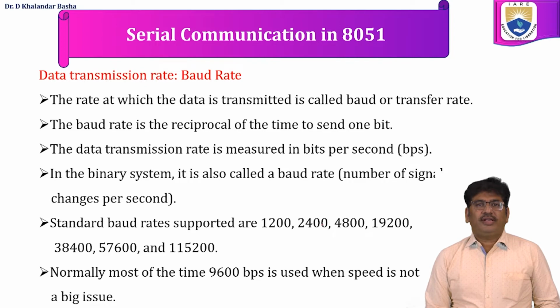The standard baud rates supported are 1200, 2400, 4800, 19200, 38400, 57600, 115200. In most of the communication, we are going to use the baud rate which is 9600. Normally, most of the time 9600 bps is used when speed is not a big issue.